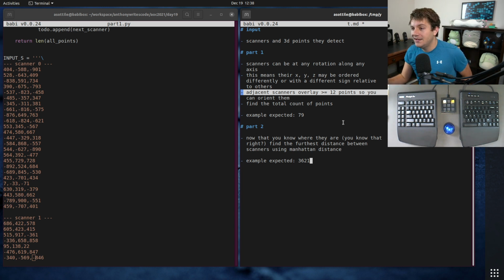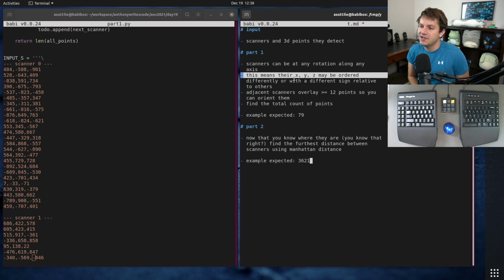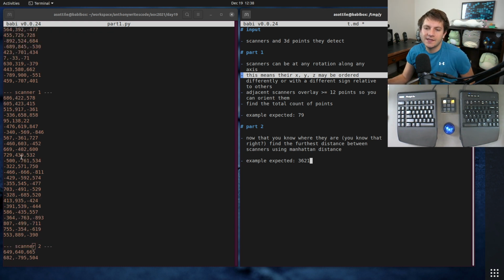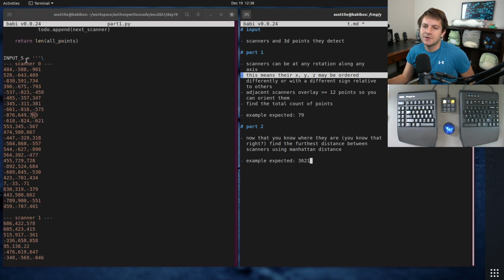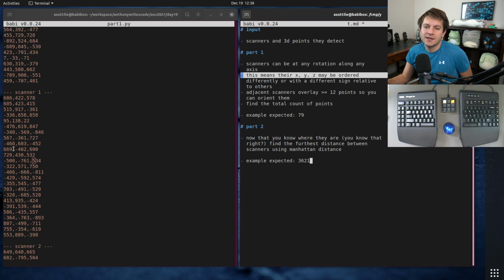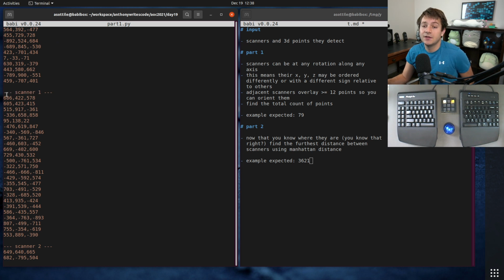And we may need to do some of these axis permutations to do that as well. So if we're just considering the x-axis from scanner 1, we need to consider the x, the y, and the z-axis for scanner... sorry, this is scanner 0. So if we're looking at the x-axis for scanner 0, we need to consider the x, the y, and the z-axis for scanner 1. We also need to consider both the positive and negative for all three of these.